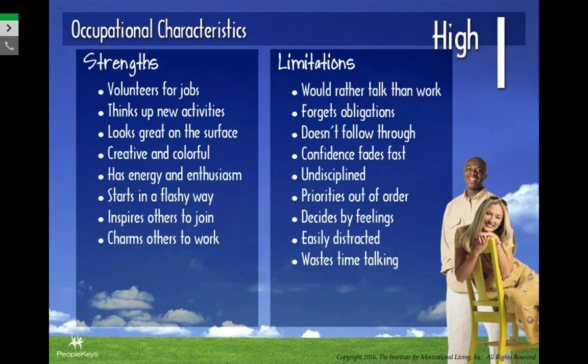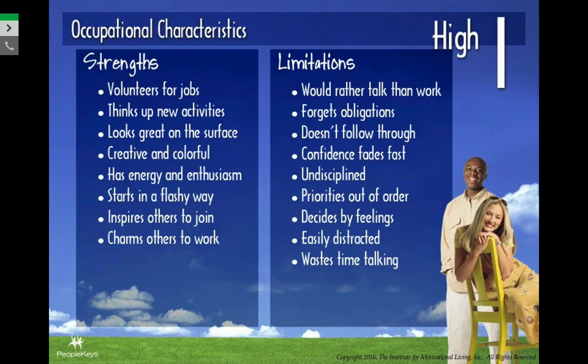Occupational characteristics for them, the strengths: they're constantly volunteering. They look great on the surface. They're creative and colorful. They think of new activities. They've got a lot of energy and enthusiasm. So if you're talking to someone who's just that bubbly, energetic personality, and they pat you on the shoulder when you come in and they're smiling and talking fast, probably a high I.